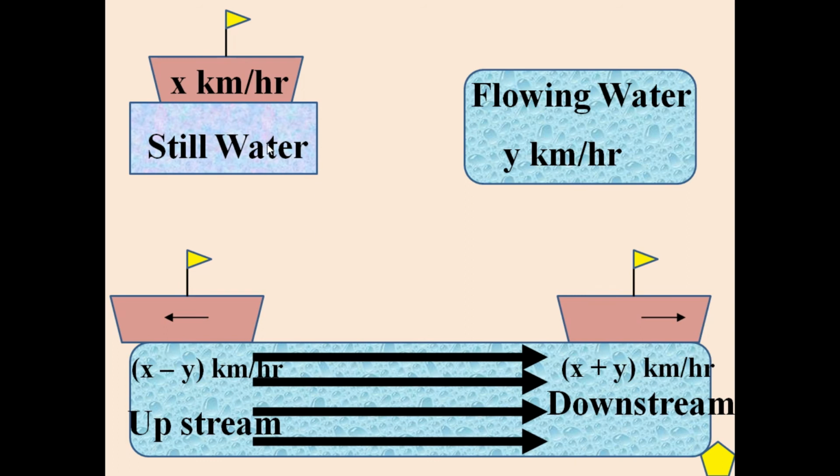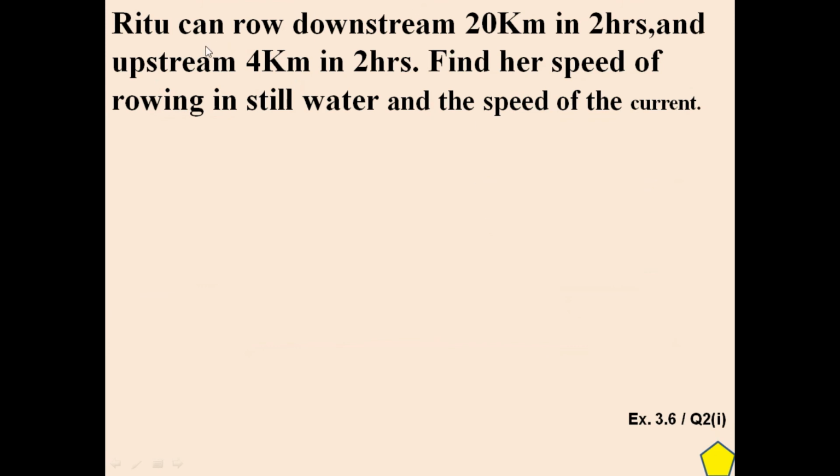So, whenever there is a movement of a boat in water, there are two types of movement that take place: downstream and upstream. Each will have a different speed as a resultant speed of the boat and stream together. Let us do a couple of questions based on this.